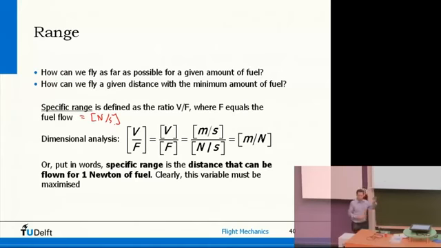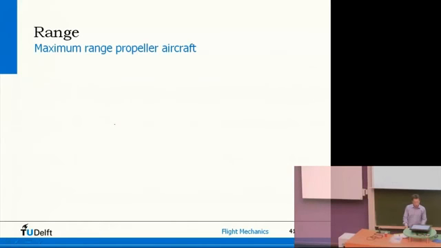So if you want to fly as far as you can, or over a given distance with the minimum amount of fuel, then you must maximize the distance you can fly with 1 liter of fuel. So that's pretty straightforward, I should say. But let's have a look at how far a propeller aircraft can fly, and then I'll finalize the story with the first propeller aircraft that actually flew across the Atlantic and how they managed to do that.